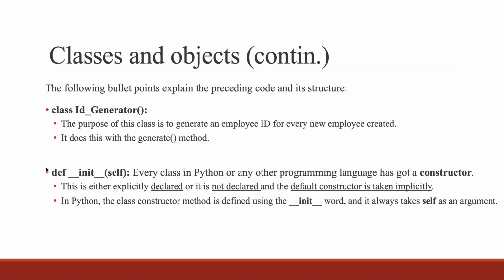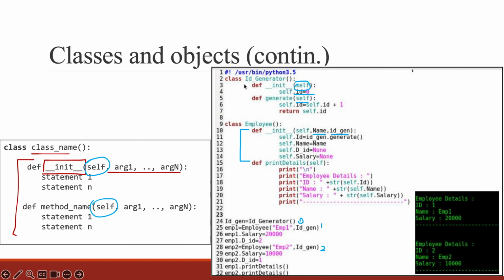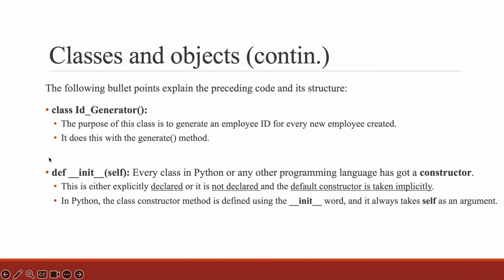So now, detailing the code, we've already discussed the ID generator. I've said that this is a class, and we've discussed the method inside. I'm going to discuss this again because it's important. The init method is the constructor in Python. In other programming languages such as Java, we're used to having the constructor with the same name as the class, but in Python it is written with this syntax: double underscore init and then double underscore.